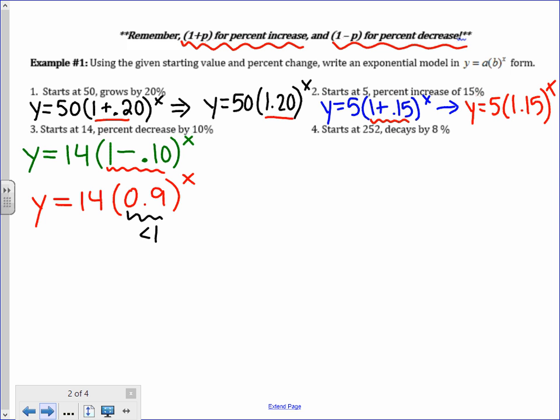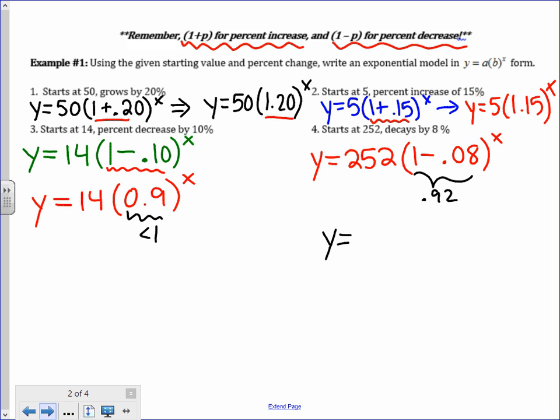Finally, we're going to write an exponential function that starts at 252 and decays by 8%. So I'll have 1 minus 0.08 to the x. That's what 8% is as a decimal. If I simplify 1 minus 0.08, that is 0.92. So I could rewrite this equation in an equal way as 252 times 0.92 to the x.